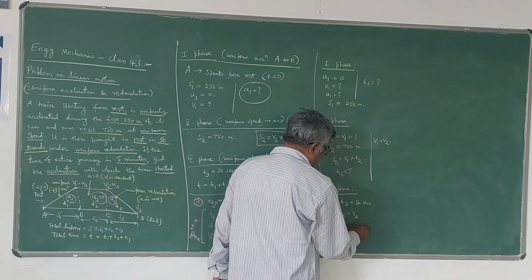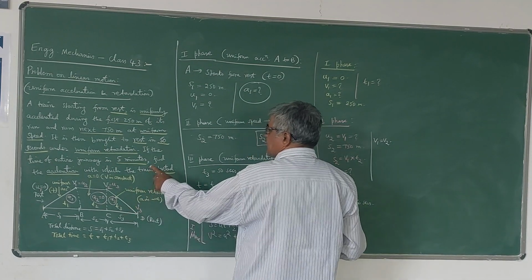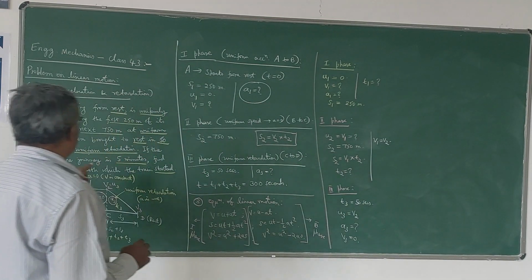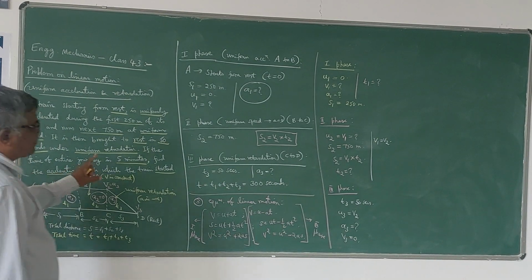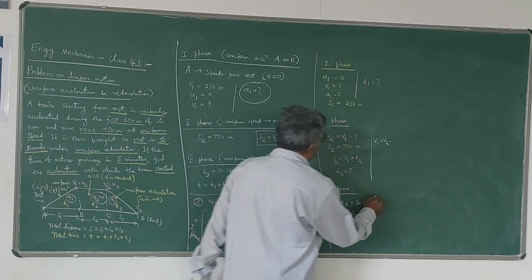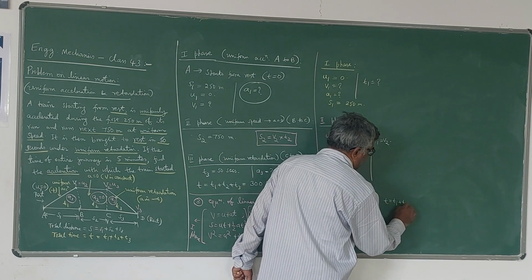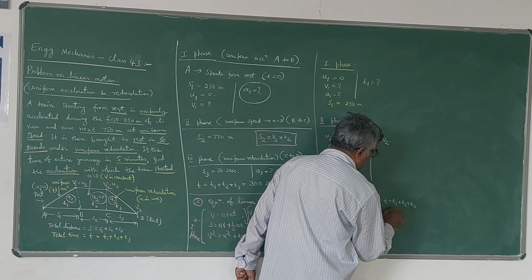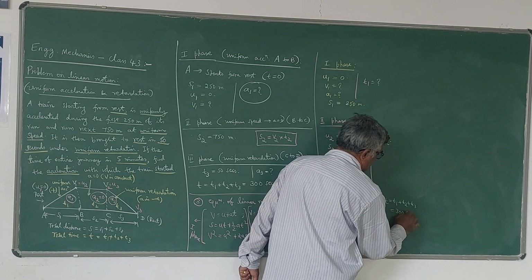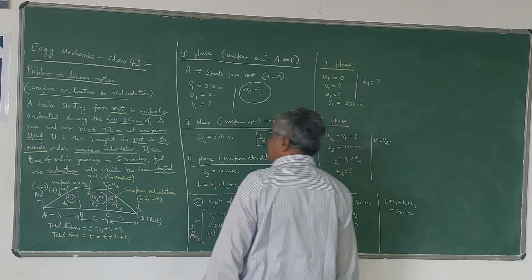Now, here one more thing he has given. The total time he has given. So total time is 5 minutes. That means t value he has given. T is t1 plus t2 plus t3. 5 minutes, that is 300 seconds. So this is what he has given.